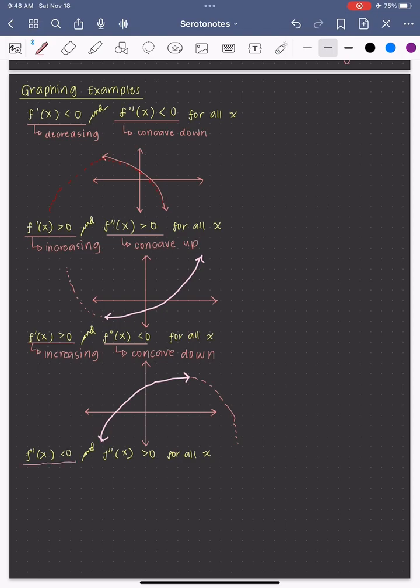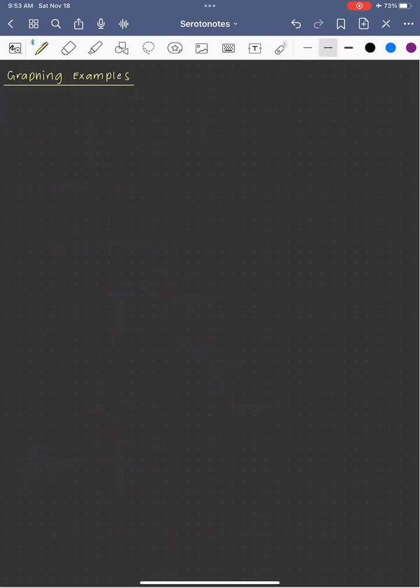Last but definitely not the least is f prime of x less than 0 and f double prime of x greater than 0. So your function is decreasing and it's concave up, or something like this. The concavity is more defined if you try to draw arbitrary lines and try to extend the function as it is. Let's have some more examples.